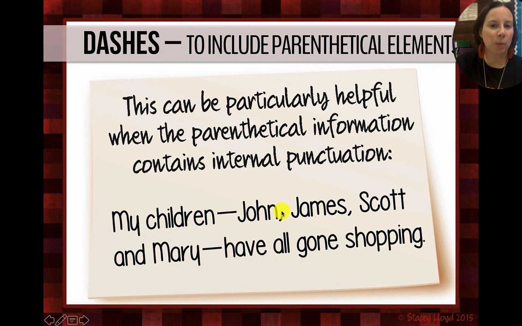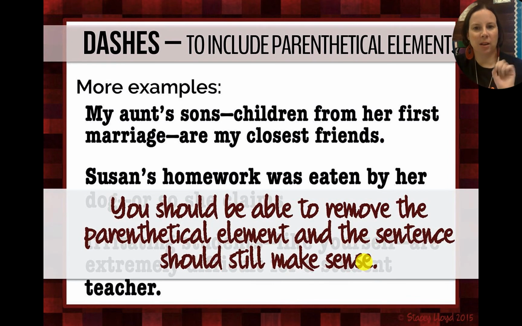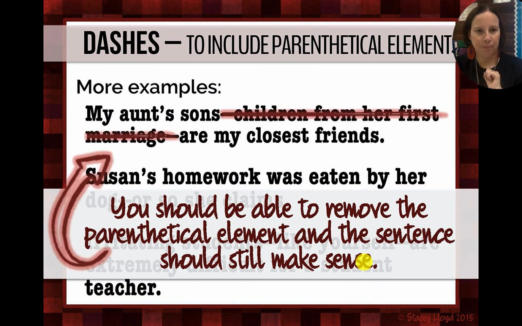My children, and then you want to list them, and then you use these commas. Like if I would have put a comma here and a comma here, that wouldn't have worked. So the dash comes in handy here. So John, James, Scott, and Mary could be taken out. My children have all gone shopping, but you want to list them, so they are parenthetical information that you can use dashes to set off. So here's some other examples. Remember, that stuff should be able to be pulled out and make sense still.